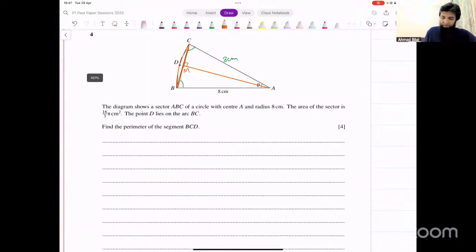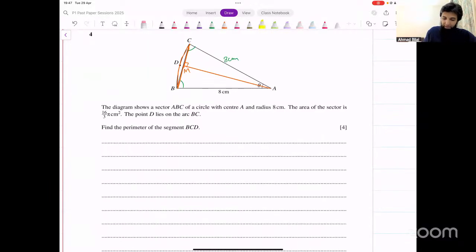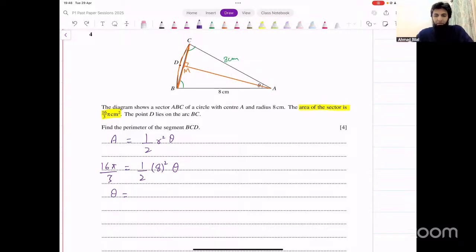First of all, they're saying the area of the sector is 16 pi over 3. Now, using the area, what can we find out first of all? Area of sector formula, what's that? That's half r squared theta. That's the area of sector formula. So area is given to be 16 pi over 3. We can replace it with 16 pi over 3 equals 1 over 2 into r squared, that means 8 squared, times theta. We can find the value of theta from this, right? We can find that first of all. What does that turn out to be? What's the value of theta? Does anyone have the value for theta?